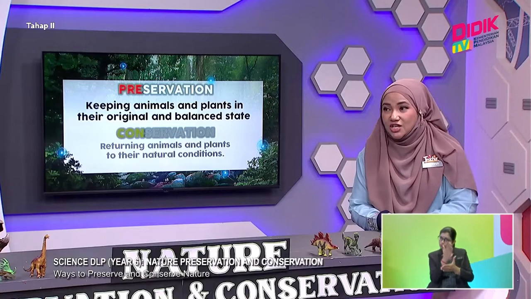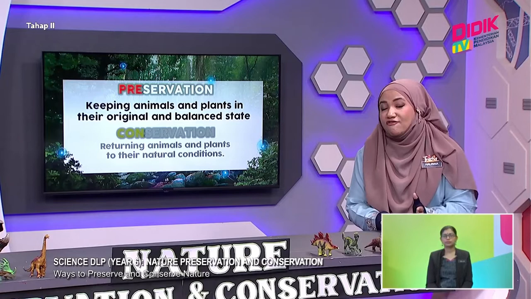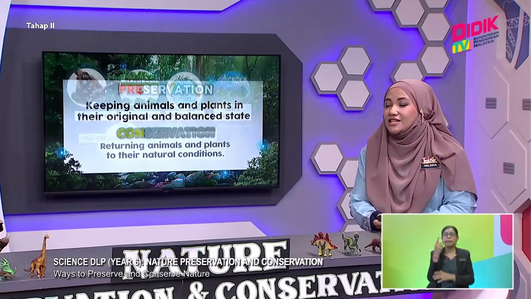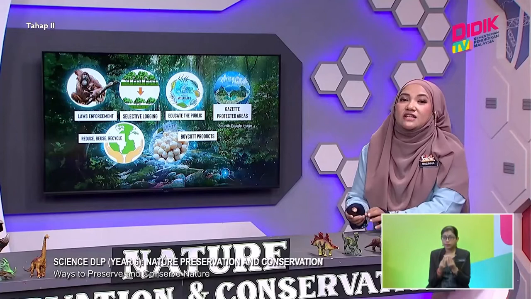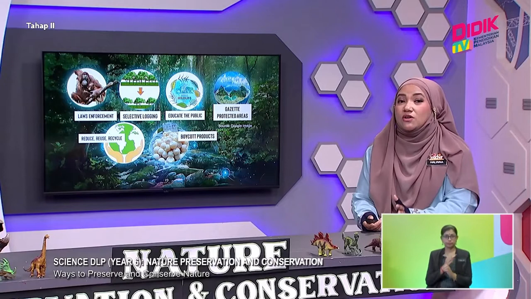Now I'm going to show you some of the ways or the efforts that we can do to preserve plants and animals. Let's start with the first one, which is law enforcement. There are certain animals that are already endangered. Endangered animals are animals whose numbers have already depleted. There are very few left in this world. So that is what we call endangered animals.